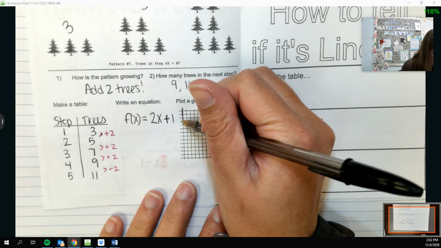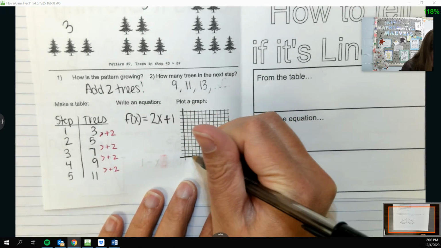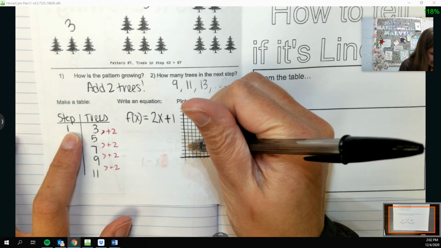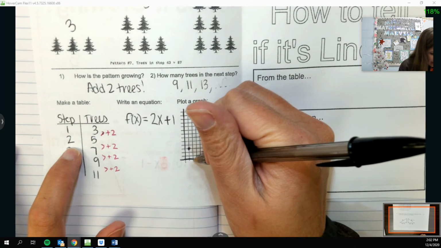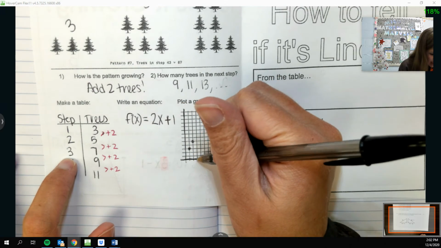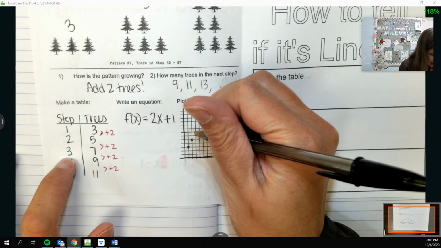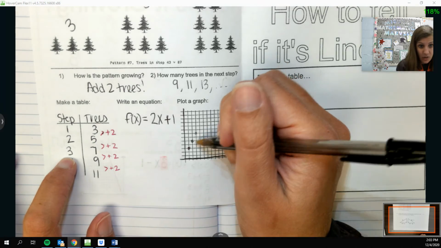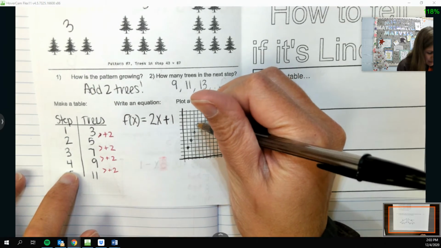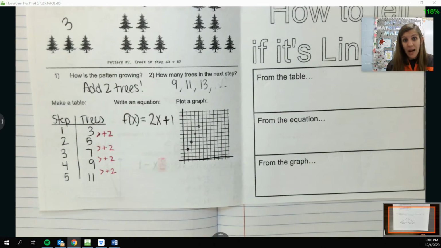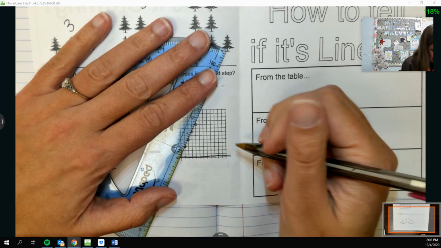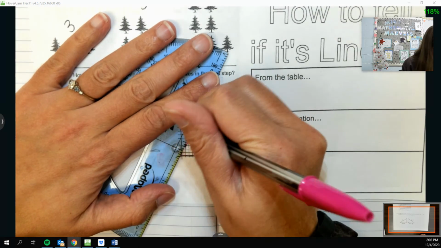So I can also then graph this, and I can really just graph it by plotting the points that I have. So 1, 3, then 2, 5, then 3, 7. And I wonder if you can also see the 2 kind of showing up here. And 4, 9. And again, I can tell that my graph is linear because I can draw a straight line through all those points.